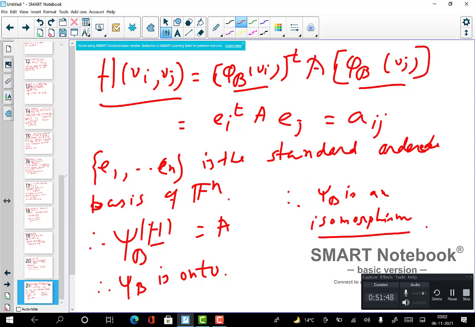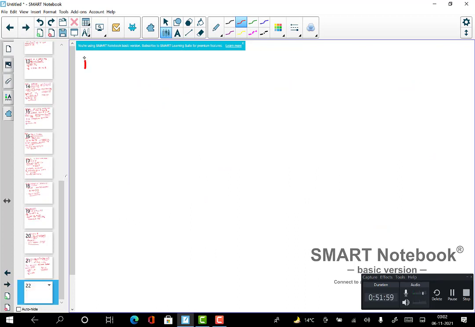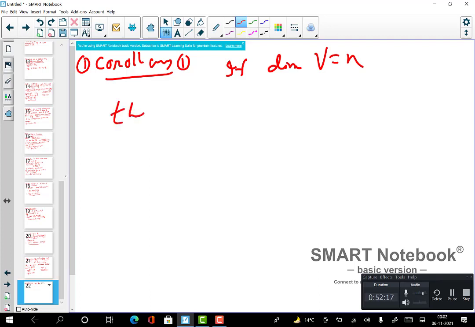Okay, so this is the main proof, and you can have immediate corollaries. Corollary 1. Obviously you can talk about dimension. If the dimension of V is, say, n, then the dimension of the space of bilinear forms on V is n squared, because this is also equal to mn. So it's obvious.